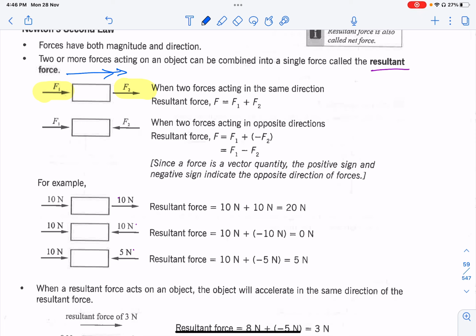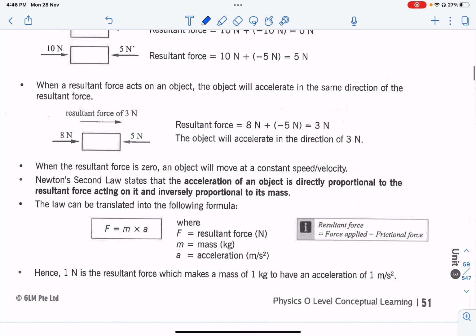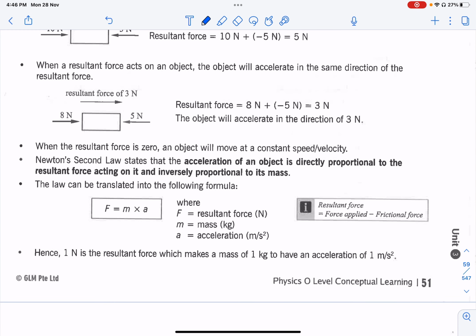Whereas if we look at F1 and F2 squeezing towards each other, it's very hard to determine the direction unless we can tell whether F1 is greater than F2 or vice versa. And that will result in a change in the shape of the object. So generally, when we are doing this kind of forces calculation, if they are in the same direction, we add them up. However, if they are in the opposite direction, we minus them. When the resultant force acts on it, the object will accelerate in the same direction as the resultant force. So that's what we call the overall.